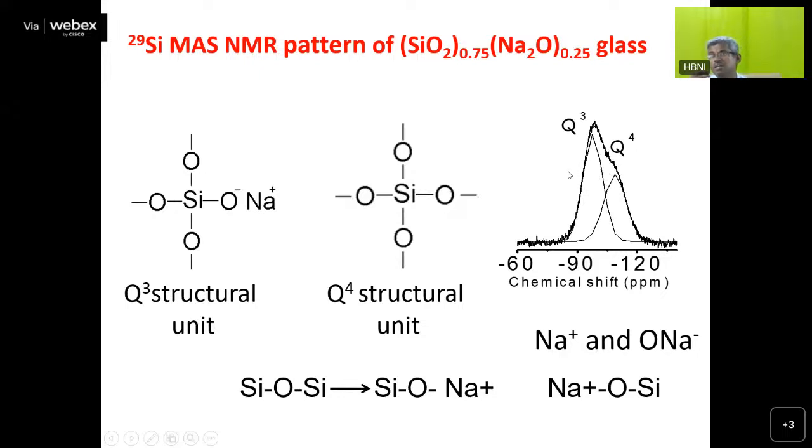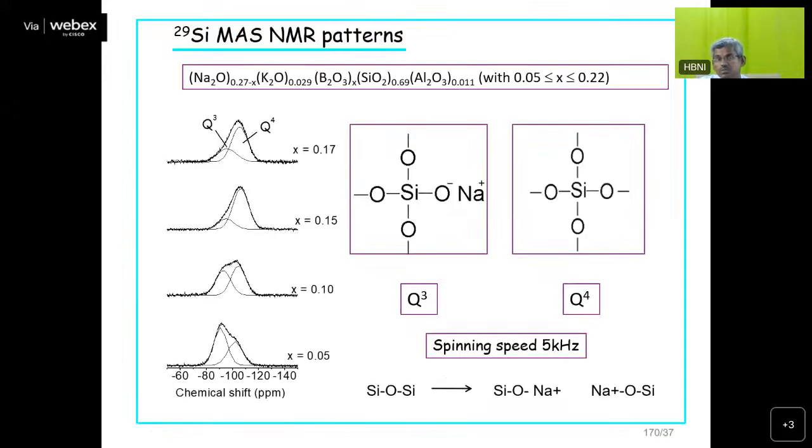So by recording NMR, you can always find out which structural unit is there in the glass and how they vary as a function of composition. This is also similar. This can be done even for glass with multiple compositions, in the sense that this glass has alumina, boron, potassium, sodium, multi-component glasses. Then also you can selectively probe what is the type of silicon structural unit present, whether it is Q2 or Q4. Q4 means 4 bridging, Q3 means 3 bridging and 1 non-bridging, and Q2 means 2 bridging, 2 non-bridging.